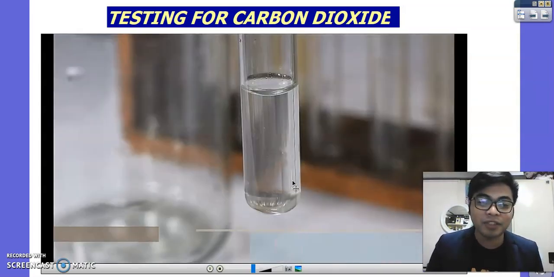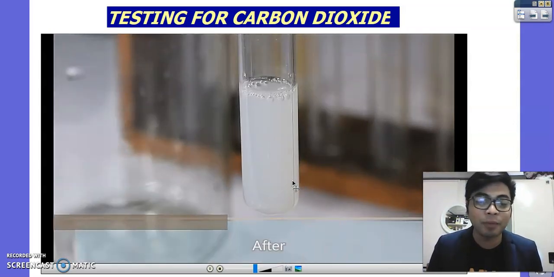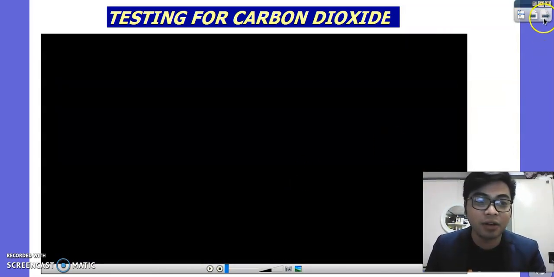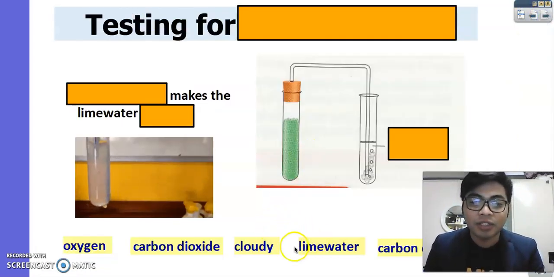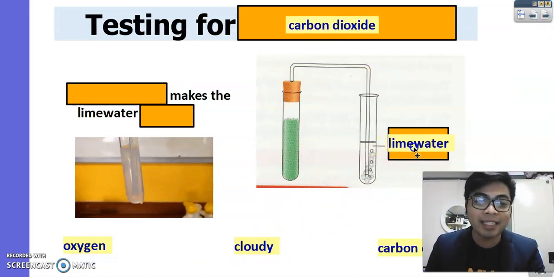So look at the picture here. This is before we put carbon dioxide and after we put carbon dioxide on the lime water. Notice the change of color. So to test for the presence of carbon dioxide, what we need here is lime water.